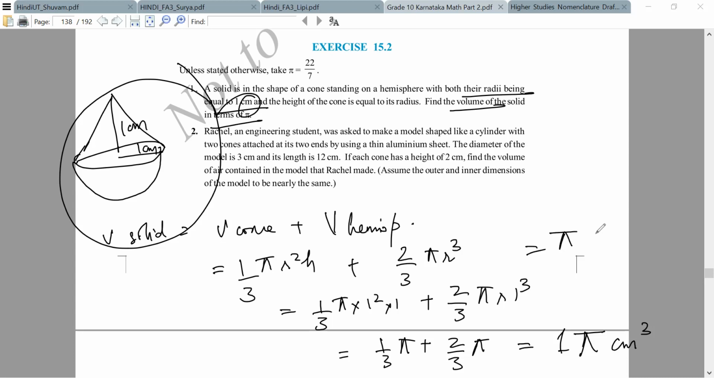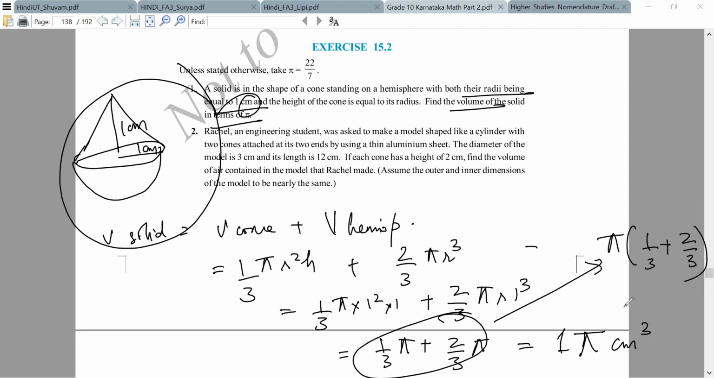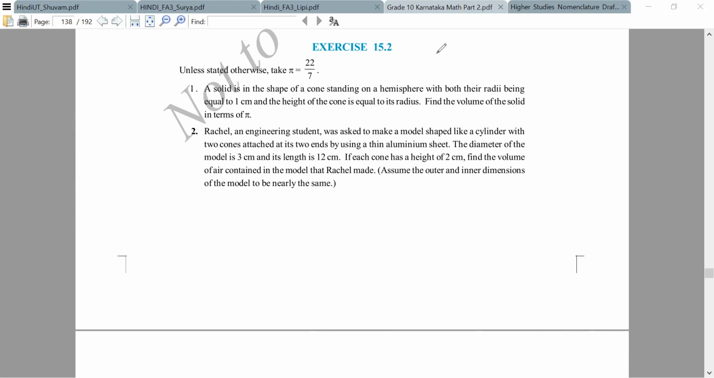Yeah, you will end up doing that only. No, pi if you take common, if you take pi out. That's what you're doing at the end of the day. 1 by 3 plus 2 by 3, no? Yeah, that's equal to pi into 3 by 3, no? That's equal to 1 pi. Yeah. Good with that? All right. Let's cover a couple of more questions. Let's read question number 2. Give me a diagram for that.